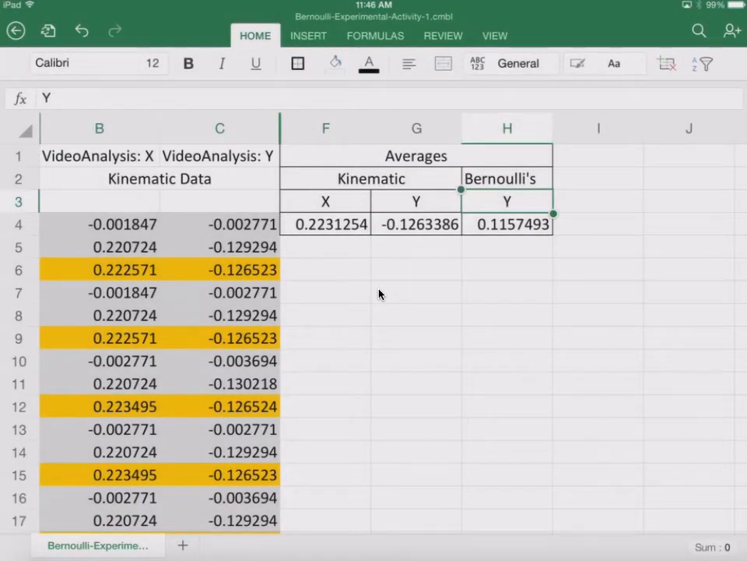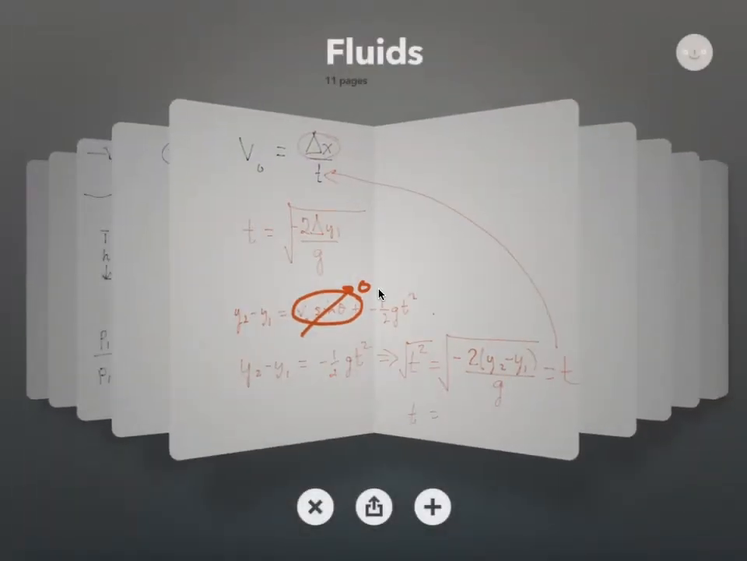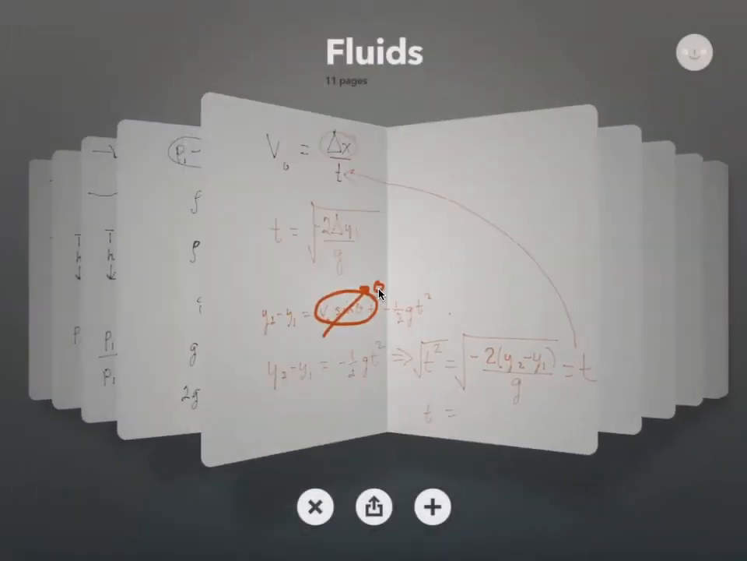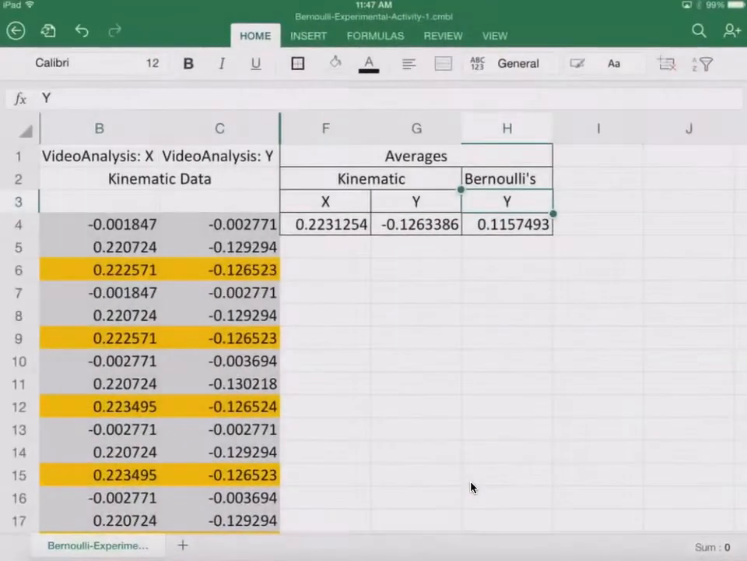So now we're going to use these. We're going to first calculate Bernoulli's equation. So let's go to the theory real quick. If you remember, the result of Bernoulli's equation was this: 2 times G times delta Y. Okay, so let's go back to Microsoft Excel and let's put that in.